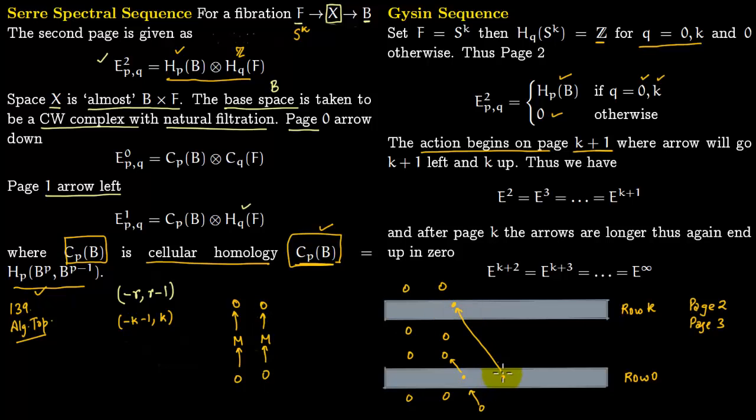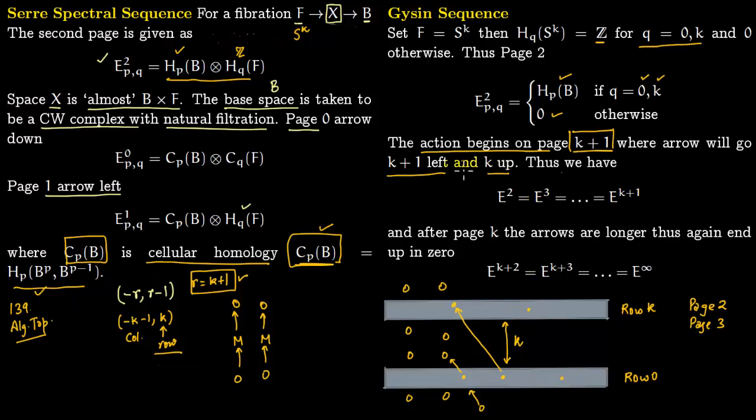So for any relevant action to take place, the arrow from here has to reach here, but this distance is k, and so you have to have, so this is column and this is row, so you have to move k up from current position, and you can move k up only if you take r as k plus 1. So r as k plus 1 means action is on page k plus 1. So action begins on page k plus 1. Before that you just have stability. So where the arrow will go: k plus 1 left, that is minus k minus 1, and k up. It will go from here to here.